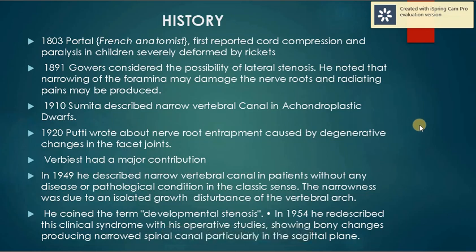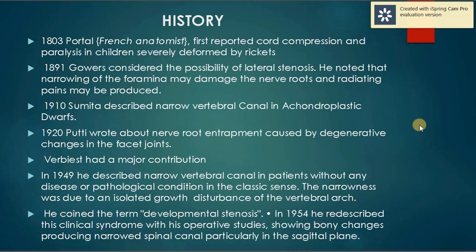If we see the history, it was reported long back in 1803 by a French anatomist, who first reported cord compression and paralysis in children severely deformed by rickets. In 1891, Gowers considered the possibility of lateral stenosis. He noted that narrowing of the foramina may damage the nerve roots and radiating pains may be produced. In 1910, Sumita described a narrow vertebral canal in achondroplastic dwarfs. In 1920, Putty wrote about nerve root entrapment caused by degenerative changes in the facet joints.